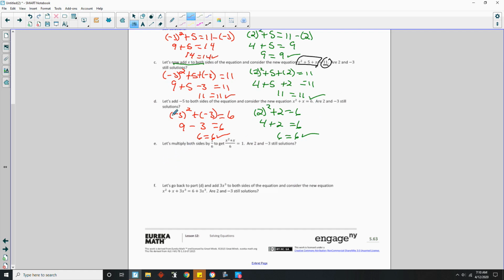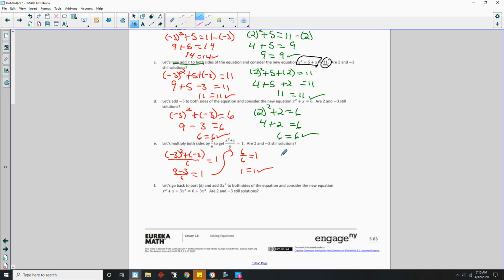So then we're going to take our negative 3, and it's going to look like this. Negative 3 squared plus negative 3 divided by 6 equals 1. Negative 3 squared is 9, minus 3 over 6 equals 1. Well, when I simplify this, 9 minus 3 is 6. 6 over 6 definitely equals 1. 1 equals 1. That is true.